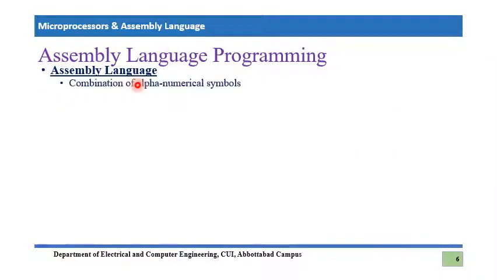Okay, what is assembly language? Assembly language is again a combination of different alphanumerical symbols. That means we can use ABC, we can use 1, 2, 3, 4, 5, 6, and so on. So numbers and alphabets are both combined to make symbols for assembly language. We're going to explore those symbols in a short while. Before that, let's explore it in more detail.